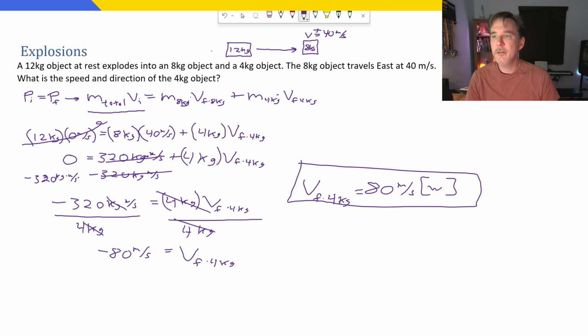That's my final answer. And just to complete the picture, that 4 kilogram piece goes flying because it's smaller, heading at negative 80 meters per second, or 80 meters per second to the west. And it does make sense, because this has half the mass, so it has twice the speed as the 8 kilogram one. Just keep that in mind as a little check to see that it makes sense. All right, well, I hope that helps.